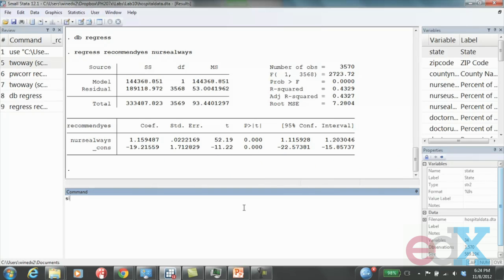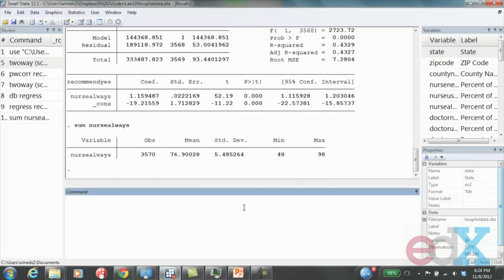Now if I summarize the nurse always variable, I find that for any given hospital, it only varies between 48 and 98. So there aren't any hospitals that have xi equal to 0. That doesn't exist in our data set. In fact, the minimum value of xi is 48. Therefore, in this case, alpha really has no meaningful interpretation in practice.